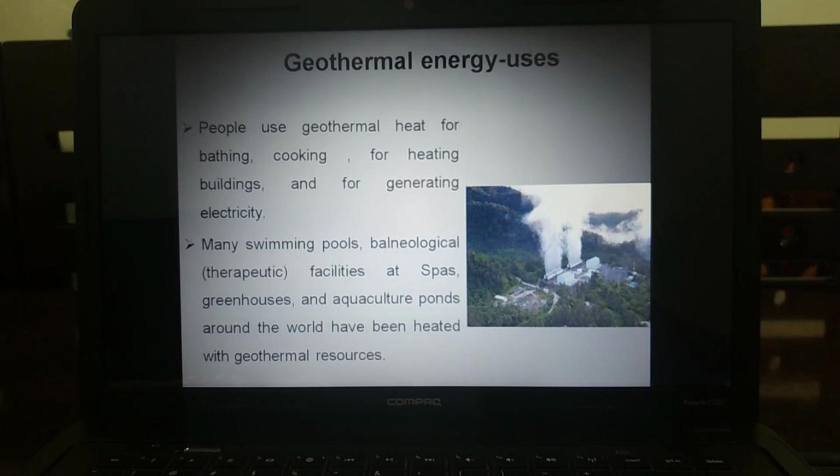The uses of geothermal energy. Geothermal energy is used in various fields, such as heating and cooling of buildings through geothermal heat pumps. Other uses are drying crops, heating water at fish ponds, pasteurizing milk and drying fruit.